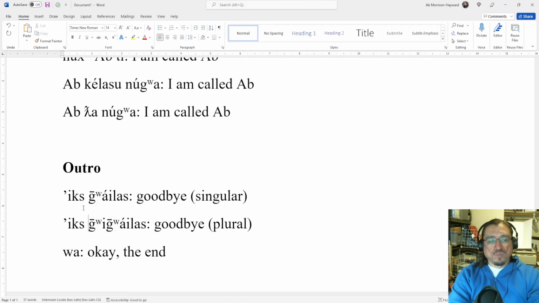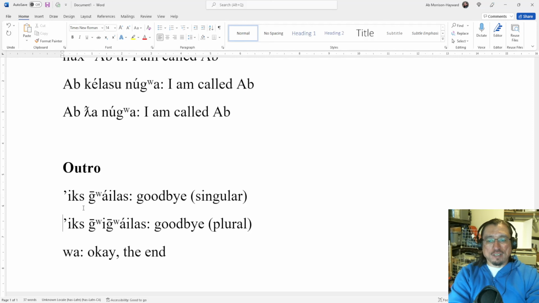Exquiguelas. So that's if you're saying goodbye to multiple people. That's the plural form, and that's why I say it at the end of these videos. So I figured it would be good to explain that so that it's clear to people. You say escuelas if you're saying goodbye to one person. Exquiguelas if you're saying goodbye to multiple people. So I use the plural form because I don't know how many people are going to be seeing this at one time. So I kind of use the plural form to cover all my bases.